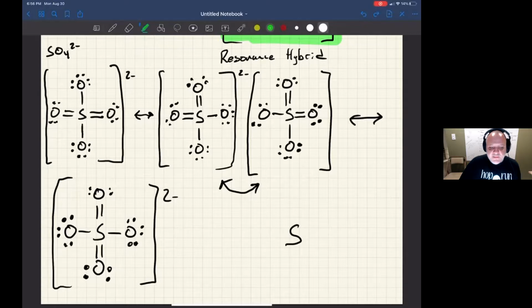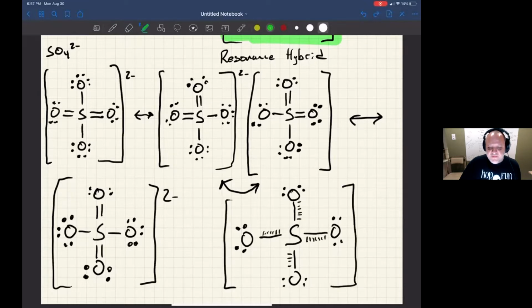So what's the same in all the structures? Well, at least one bond to each oxygen. Also, at least two lone pairs on each oxygen. Where are the rest of the electrons? The rest of the electrons are not only around oxygen, but they're making bonds between sulfur and oxygen. So we get the same sort of conclusion here.